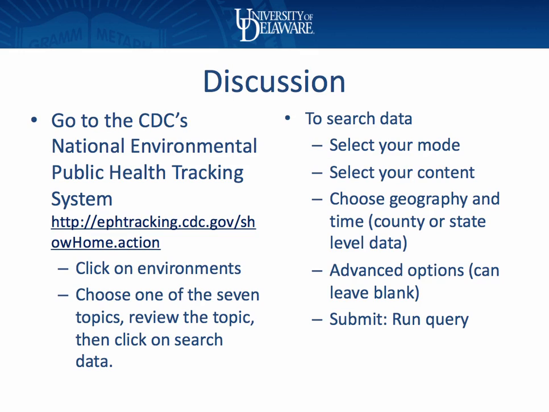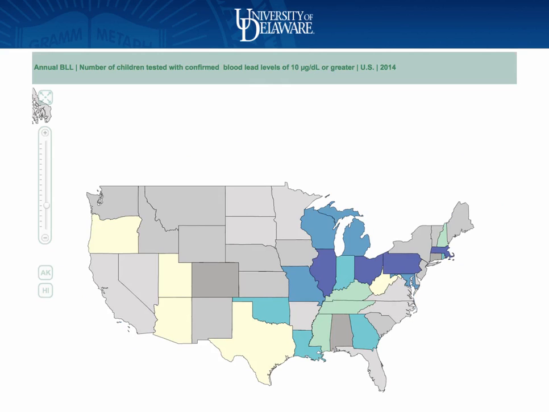To search your data, go ahead and select your mode, select your content, choose geography and time. The geography can either be at a county level or state level. You can choose something for advanced options, or you can leave it blank and then just run your query. So what you end up with is an example of a map.